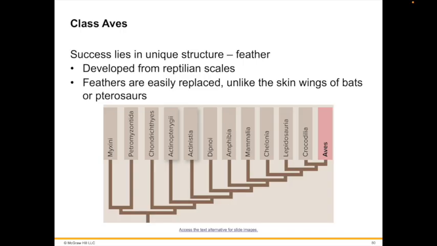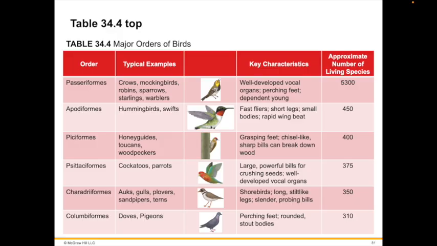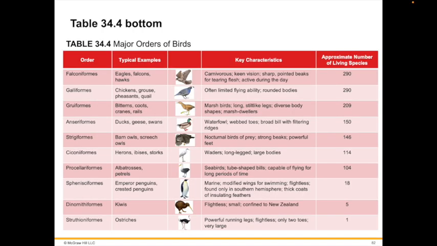And then secondly, a flight skeleton. The bones of birds are thin and hollow. And there are many orders of birds: the Passeriformes, the Apodiformes, Piciformes, Psittaciformes, Charadriiformes, Columbiformes. There are even more bird orders.